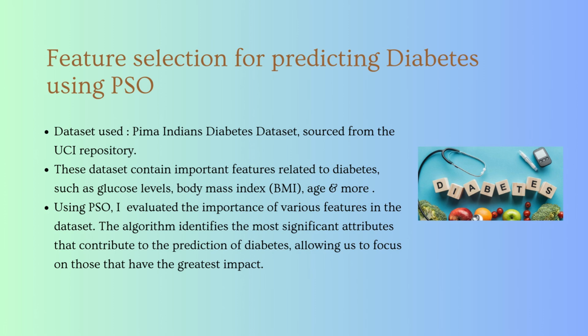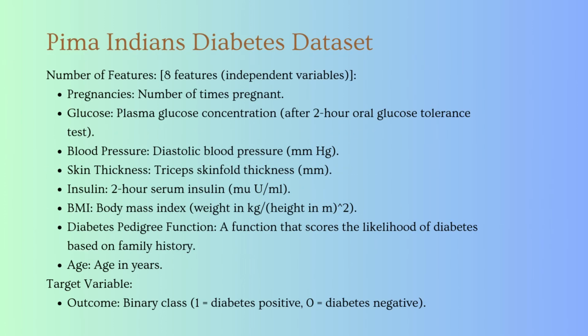For this project, I used the PIMA Indians Diabetes dataset, which is sourced from the UCI repository. This dataset contains 8 features related to diabetes, such as pregnancies, glucose level, blood pressure, skin thickness, insulin, BMI, which is body mass index, diabetes pedigree function, and age. And the target variable is a binary outcome indicating whether a patient has diabetes, which is 1, or not, which is 0. The important thing about this dataset is that the whole population is female.